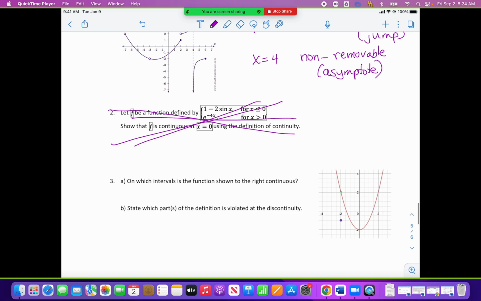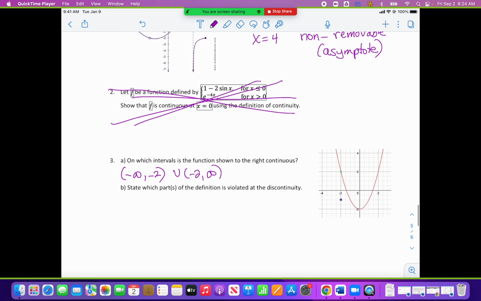All right, in number 3, on what intervals is the function shown to the right continuous? Well, we have a hole in the graph at x equals -2, so we would say -infinity to -2, union -2 to infinity. State which part or parts of the definition is violated at the discontinuity.